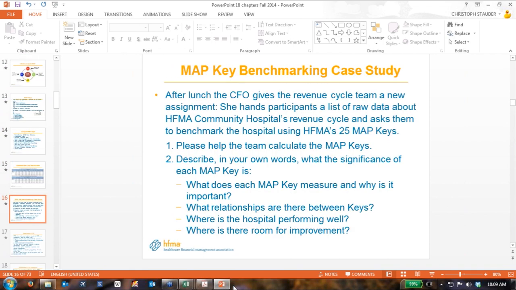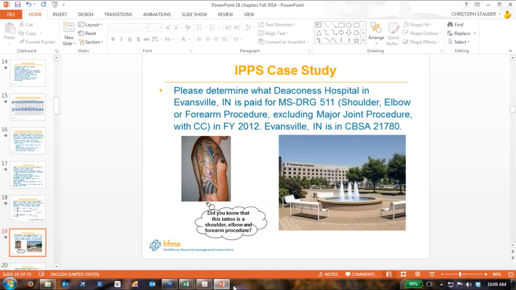I'm going to just take us there. Here's the case study. So imagine a hospital in Evansville, Indiana, and I think there are people from the Indiana chapter participating. This is an actual hospital, I looked up the data. They are in CBSA 21780, and then I give you the data to look up in the Federal Register, all the information you need to calculate the reimbursement for MS-DRG 511. This is an actual picture of the hospital right here.